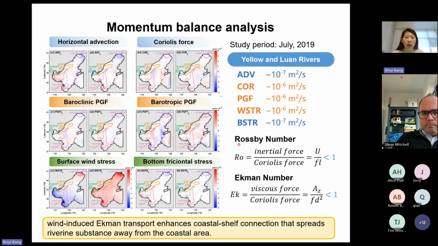Moreover, we also calculated the Rossby number and Ekman number. The Rossby number was less than 1, and the Ekman number was less than 1. This indicates the significance of the Coriolis force. Also for July 2019, for the Yellow River and the Luan River, the particles were quite sensitive to wind, and they can penetrate to further areas in the central basin. So this indicates that the wind-induced Ekman transport enhances the coastal-shelf connections that can spread riverine substances away from the coastal areas.